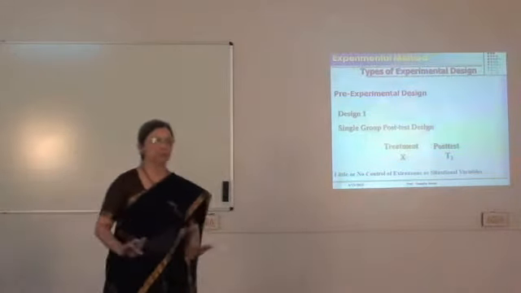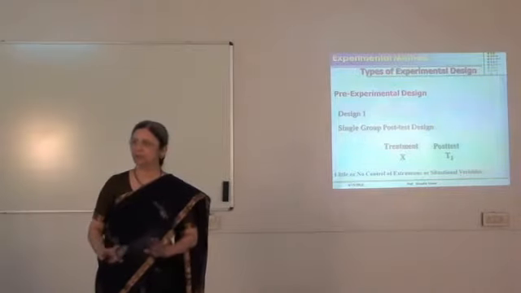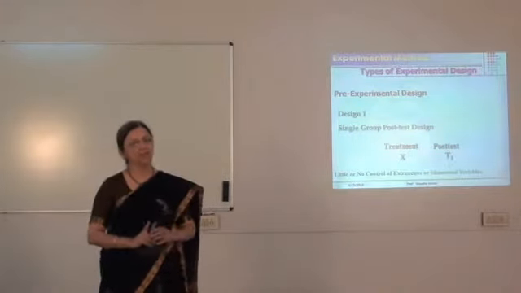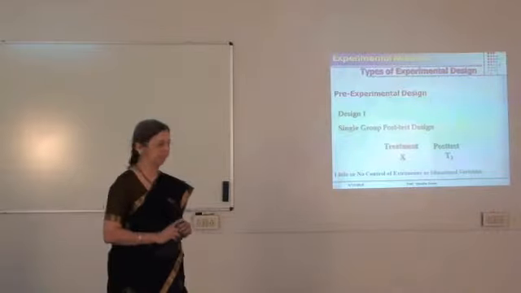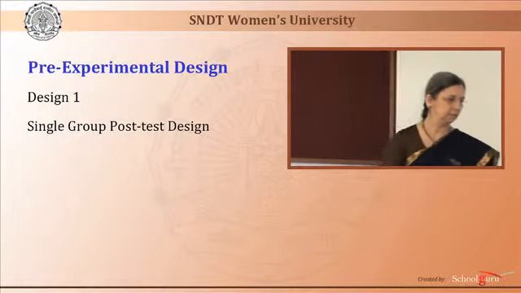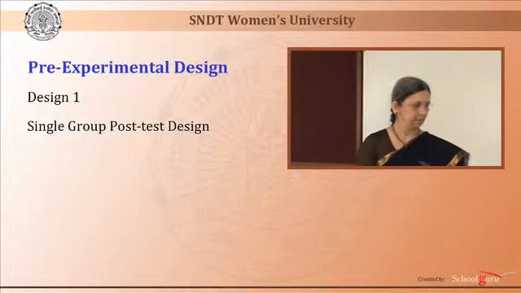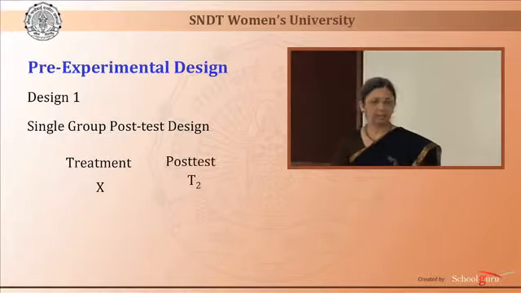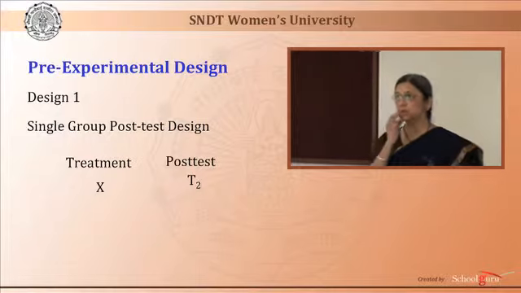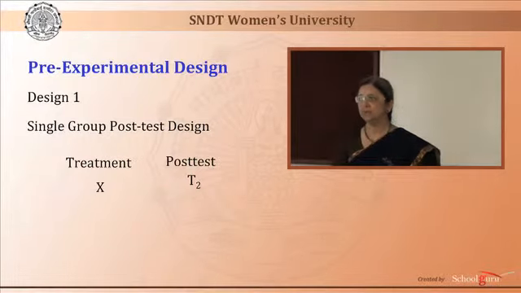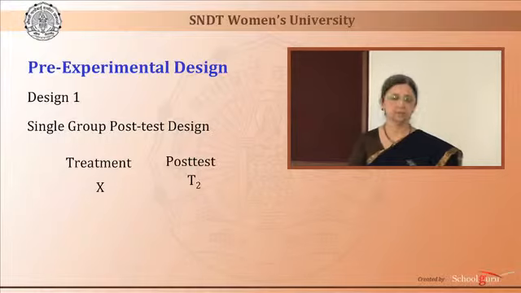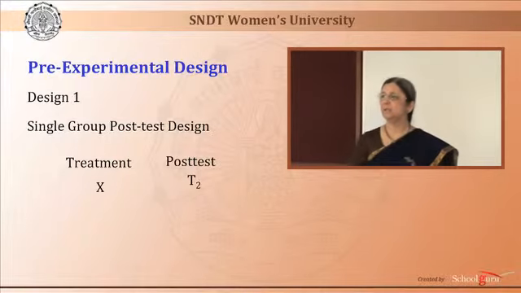There are no 2 groups. Experimental control is not there. There is only one group, that is single group. And post-test, that means we have not given them a pre-test. We have taken a group and we have just found a variable. So that is called single group post-test design. Treatment and post-test. Test scores are shown by T1 and T2. T1 is pre, T2 is post, and treatment is shown by capital X.